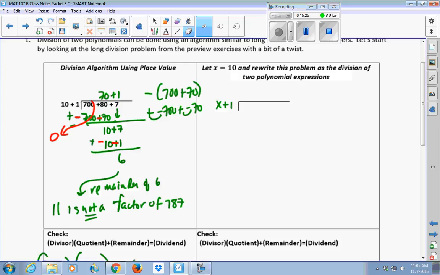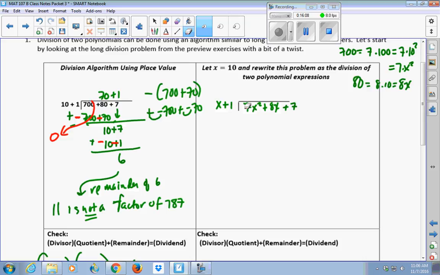Okay. Now, how would I write 700 with tens in it? Well, 700 is 7 times 100, which is 7 times 10 squared, which is 7 times x squared. So instead of having a 700 there, I'm going to have 7x squared. Okay, and 80 is 8 times 10, so that's what? 8x, right? So that's a plus 8x. And then 7 is 7. Okay. So this is exactly, I know it looks really different. It's exactly the same division problem, except for now it's algebraic.